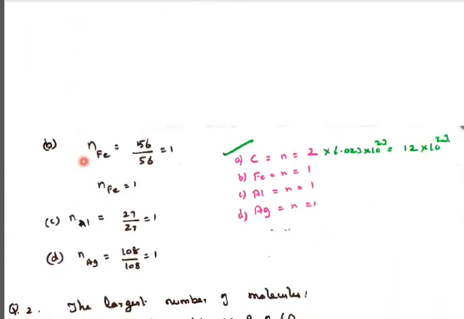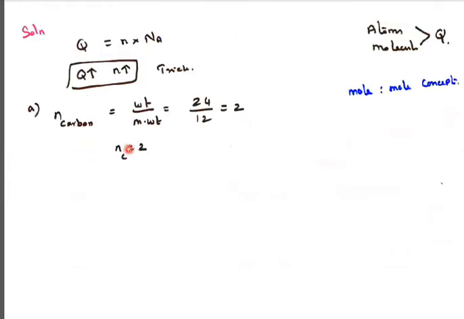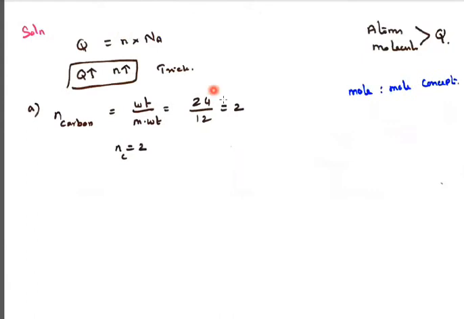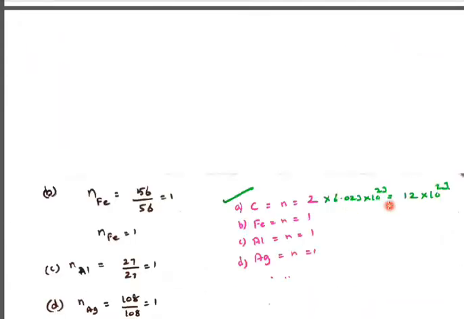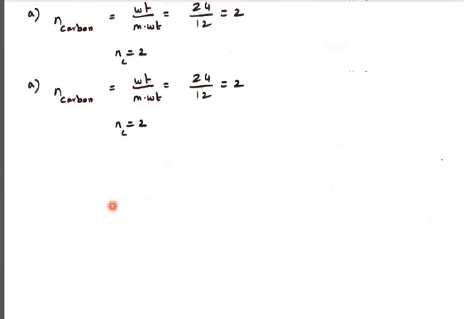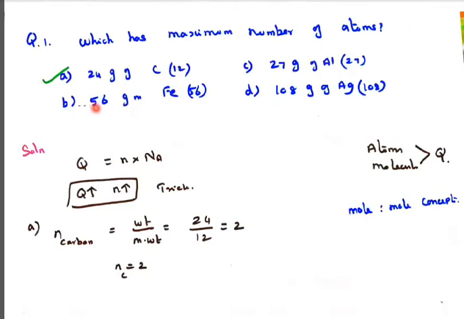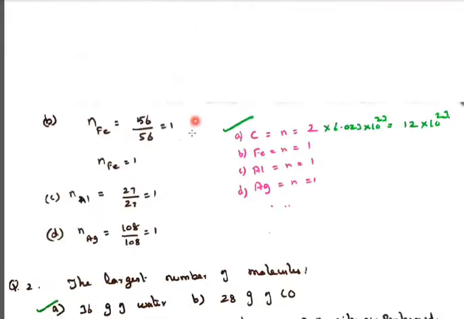Now let us see the second option. Q is equal to N into Avogadro number. Next, N for the iron option: 56 grams of iron, with atomic weight 56. The number of moles is weight by molecular weight, 56 divided by 56, we will get only 1.